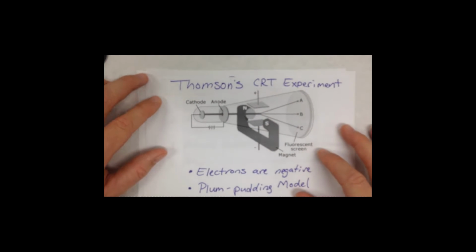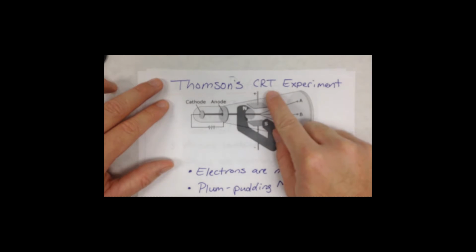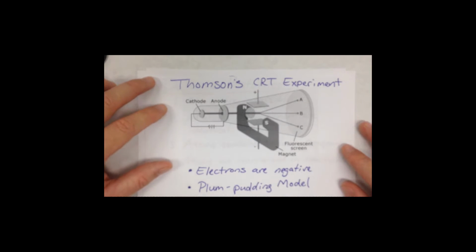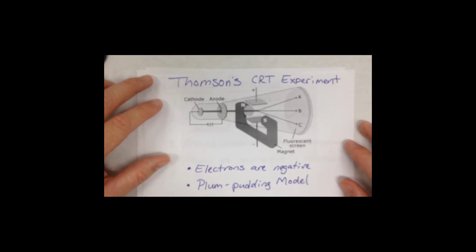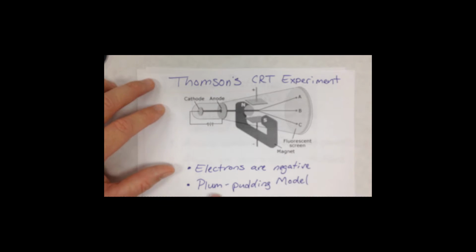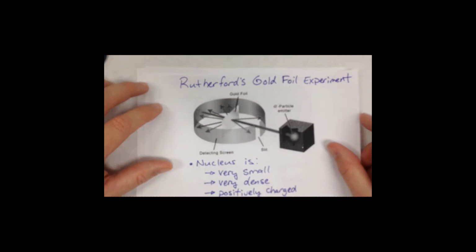With J.J. Thomson's CRT, cathode ray tube experiment, he did this experiment in 1897 and found that, hey, there are these electrons in the atom, and had to revise Dalton's model of the atom. He came up with the plum pudding model, placing negative electrons within the atom. After J.J. Thomson, in rolls Ernest Rutherford.